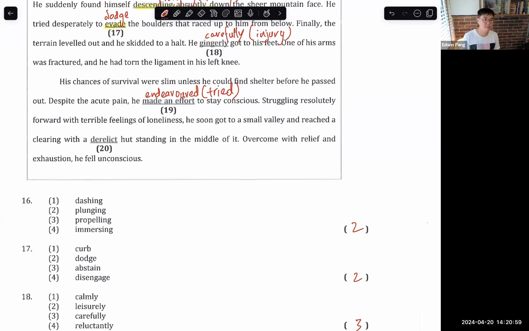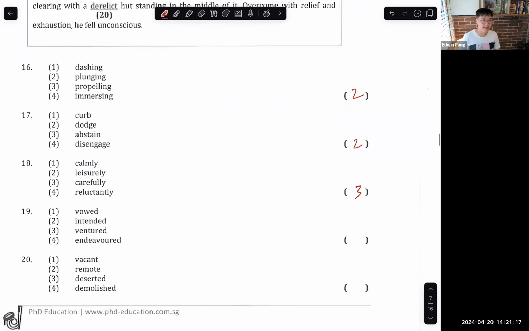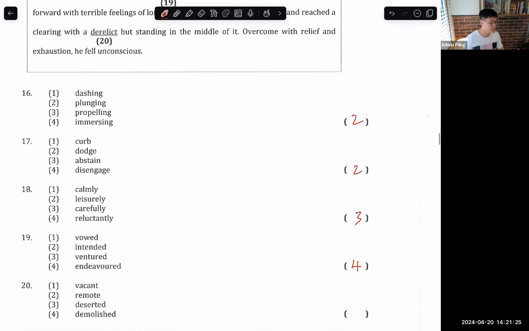So they might ask you, what's your favorite hobby? You might want to say, I have endeavored to learn how to skydive, instead of saying I've tried skydiving. You might want to use the word endeavored, because endeavored is a very good word that connotes the idea of giving your best and not giving up. I have endeavored to learn how to water ski. It's a nice word.